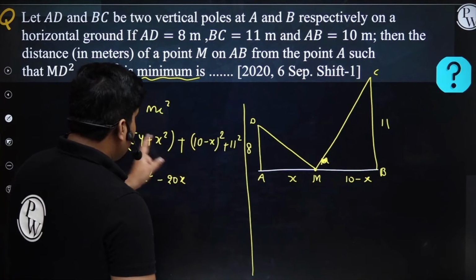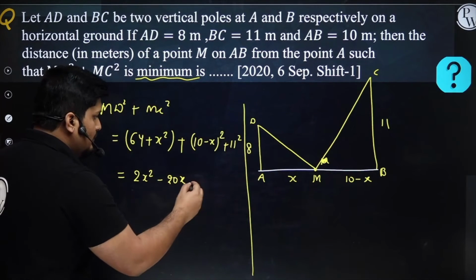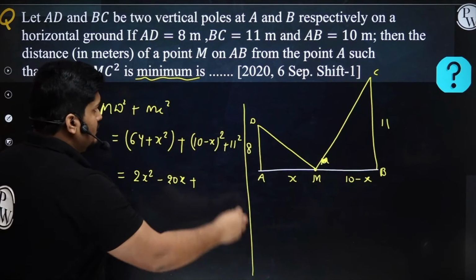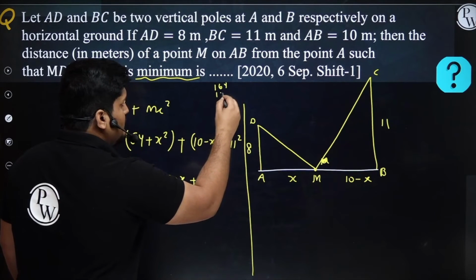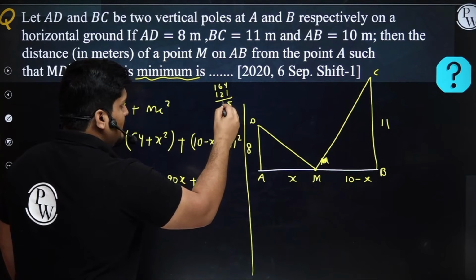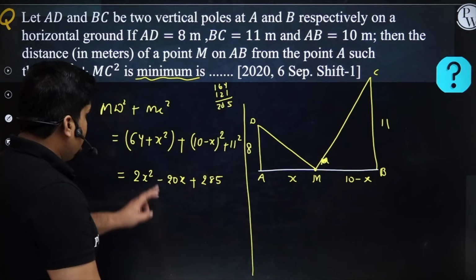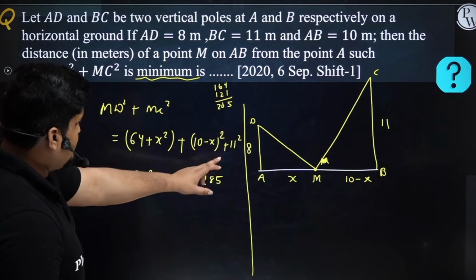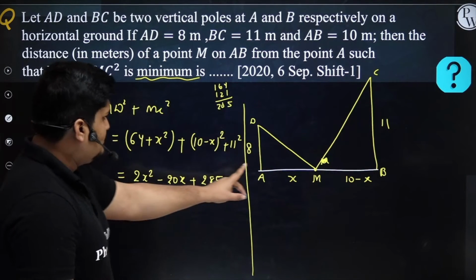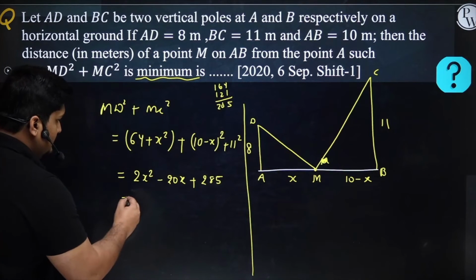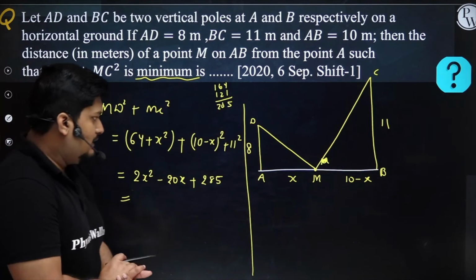64 plus 100 is 164, and plus 121. So we have 164 plus 121, so this is 285. 64 plus x square is MD square. MC square will be equal to (10 minus x) square plus 11 square. This is the value.